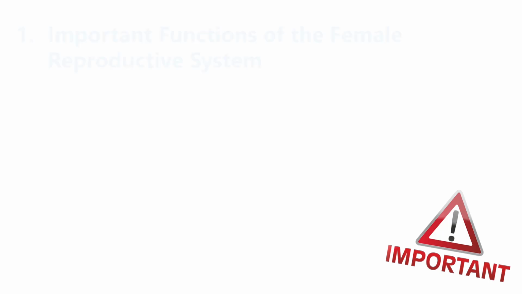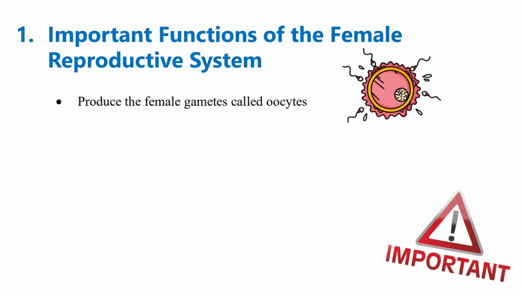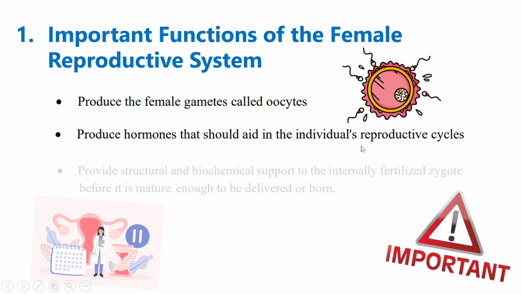We discussed this already. The number one important function of the female reproductive system is to produce female gametes called oocytes. So if the male is to produce the sperm cell, the female produces the egg cell. Secondly, hormones are also produced by the female reproductive system. So this will be very important in helping in the individual's reproductive cycle.